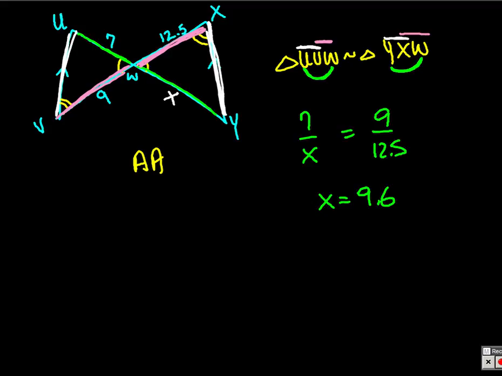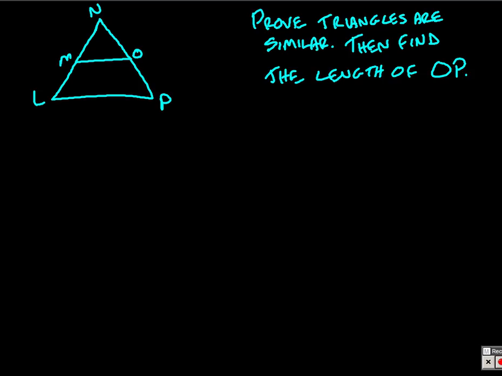All right, one last example here. They want you to show first they're similar, and then from there, find the length of OP. So in this, they're giving us that we have 2 angles that are congruent to each other, and we know that the top angle N is congruent to itself. So yet again, it's by angle-angle. I'm going to have the small triangle would be triangle MON, the big triangle would be LPN.